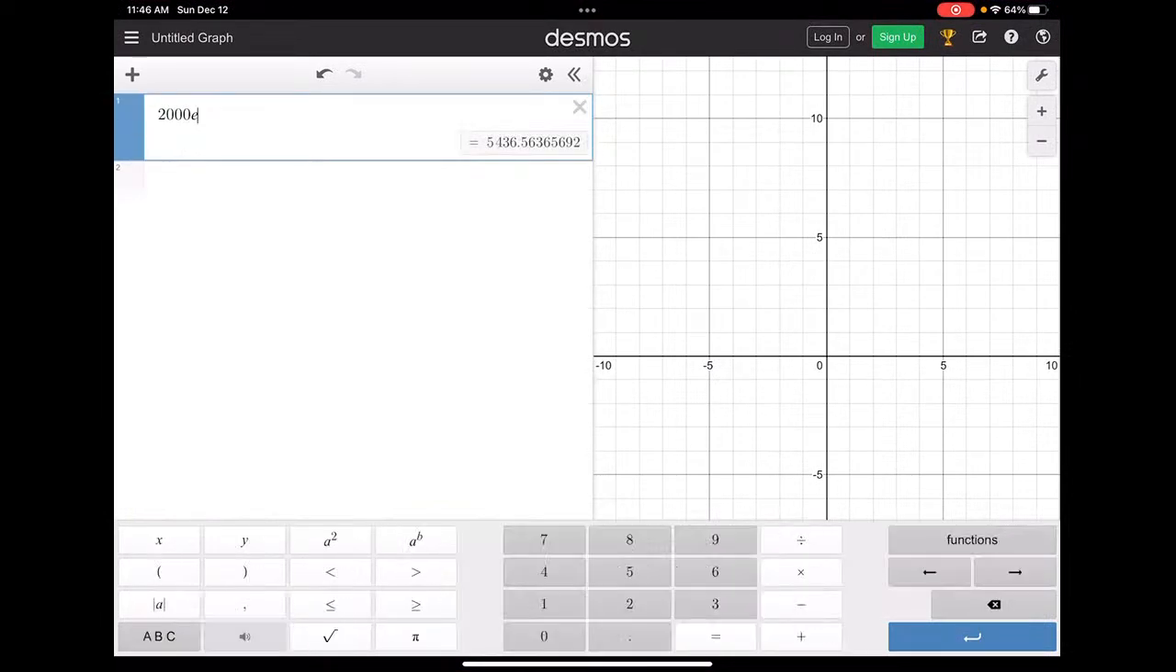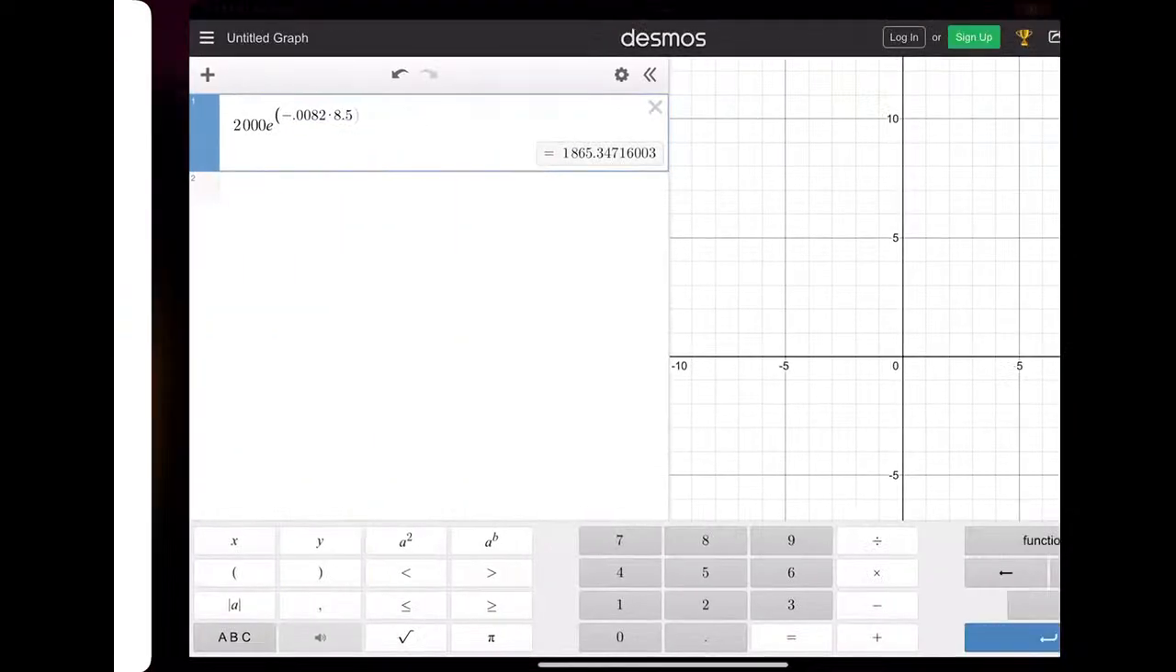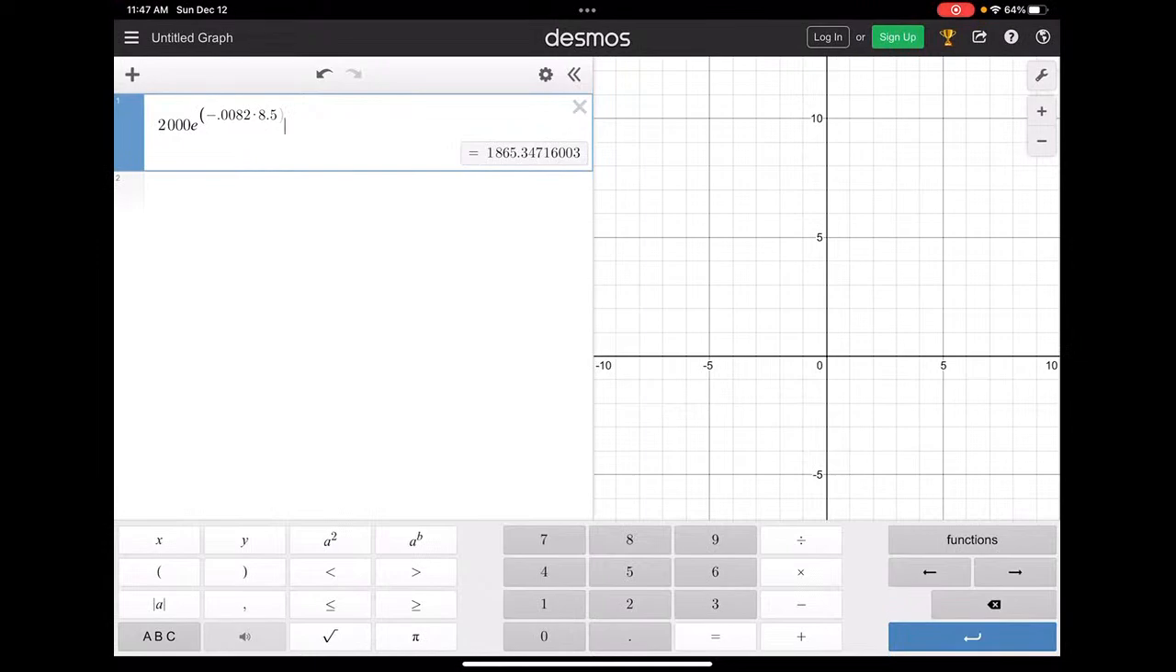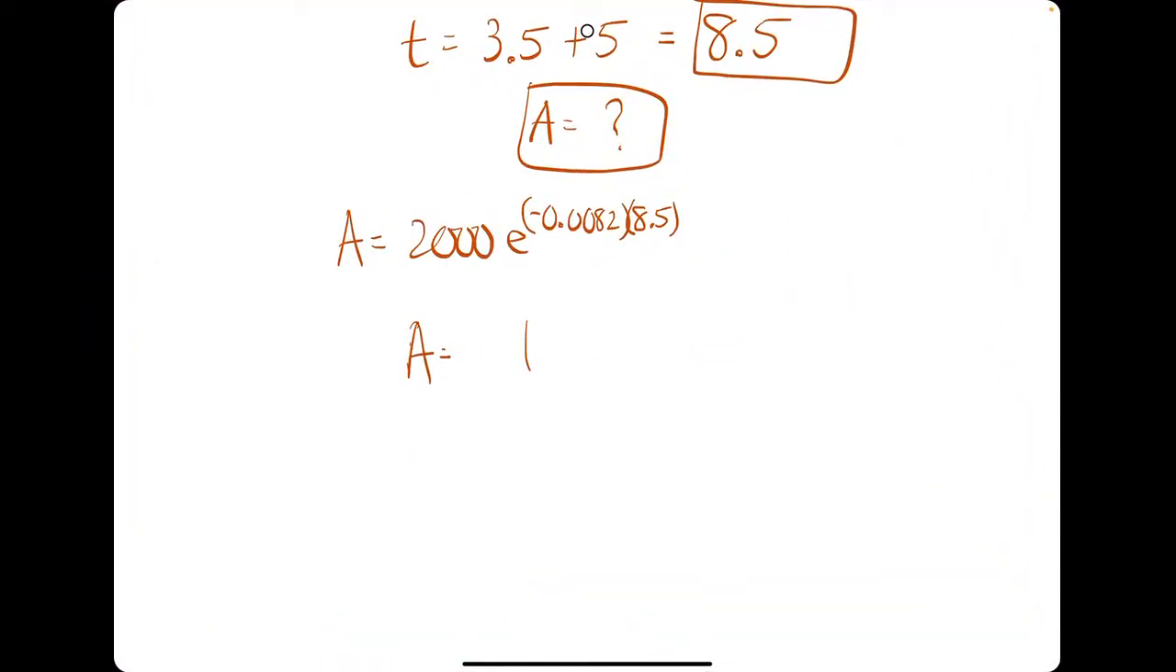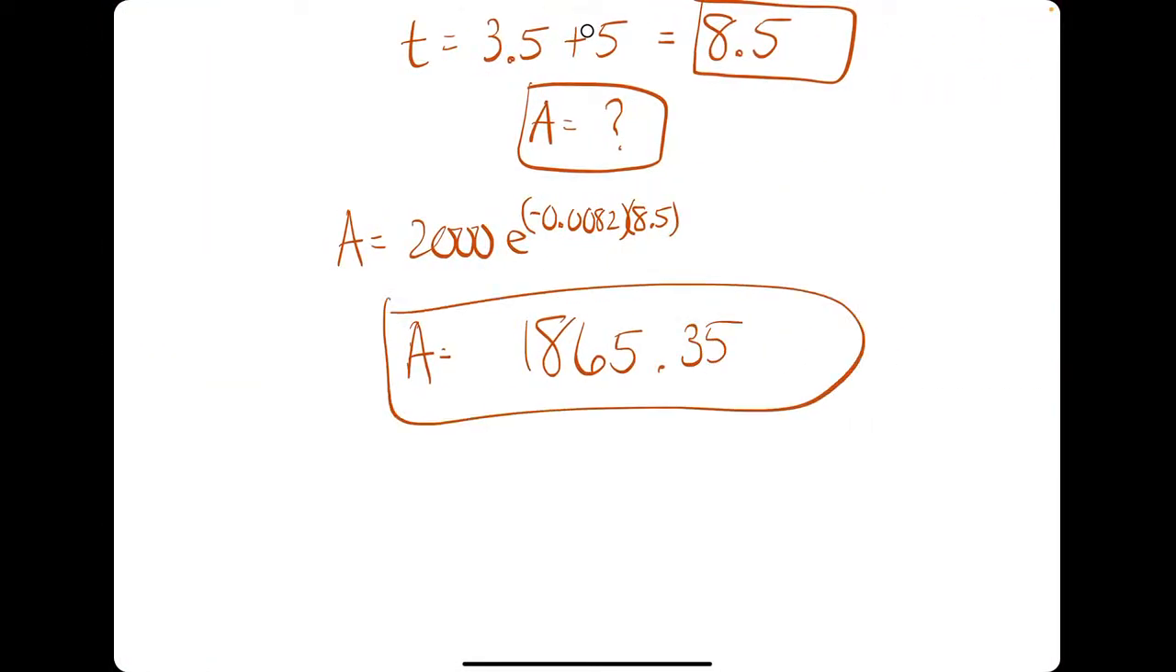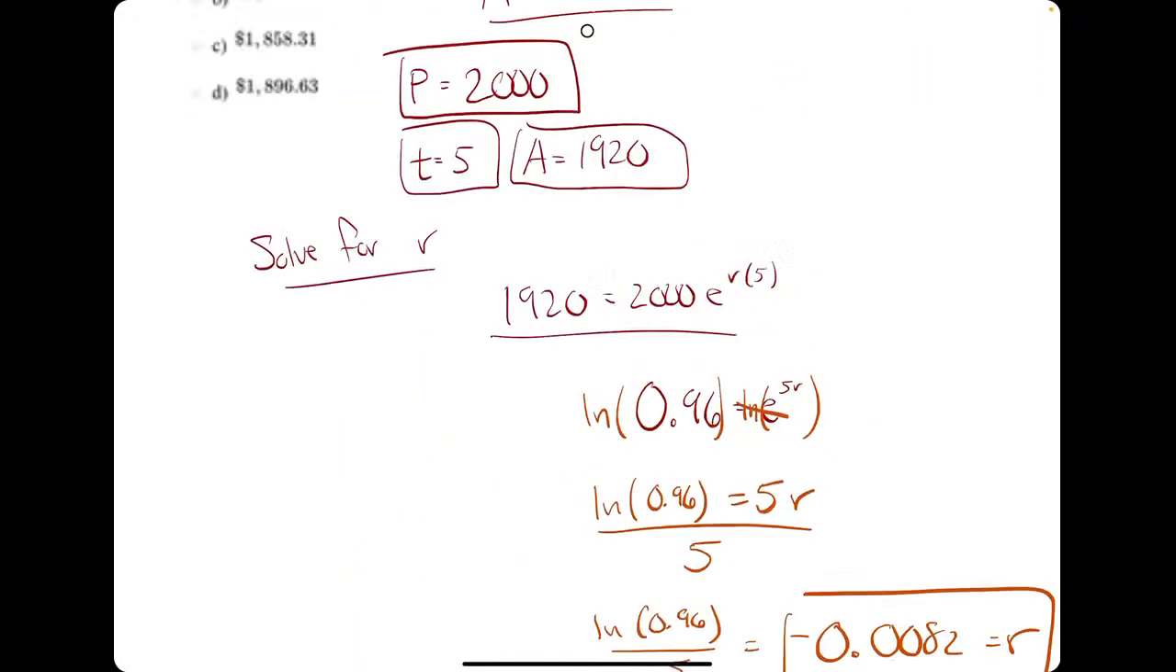2,000 e to the negative 0.0082, I think it was, times the 8.5. Let me double check. All right, I think we're good. And then that gives us about 1865.3 as our amount after 8.5 years.